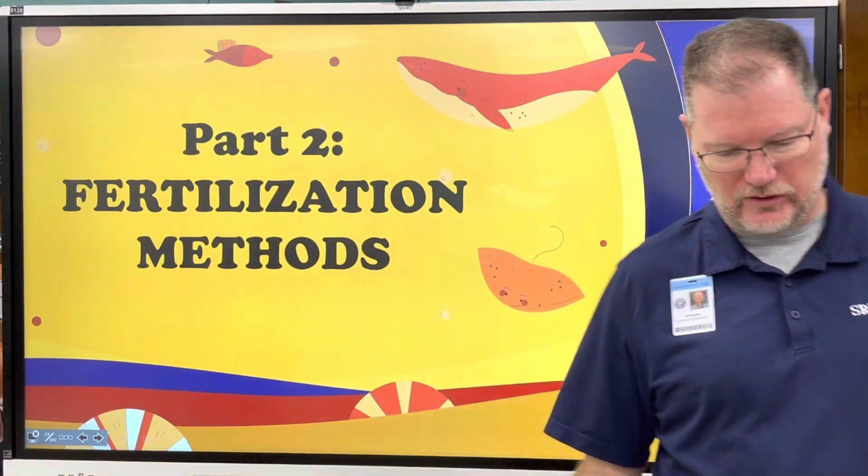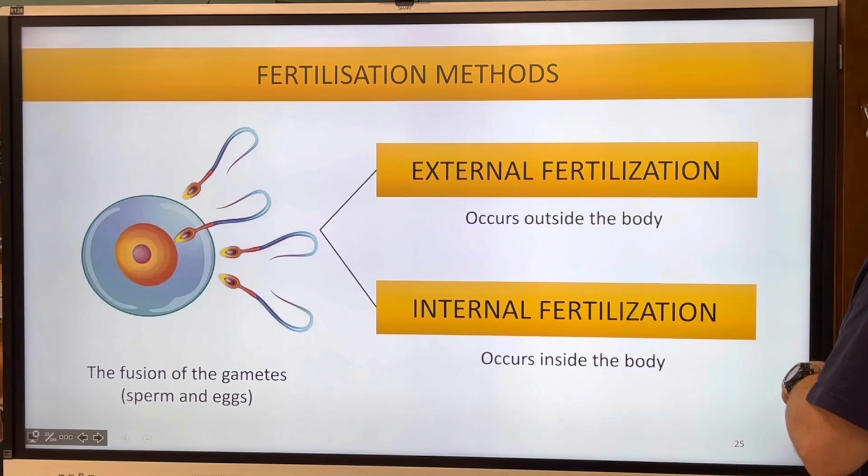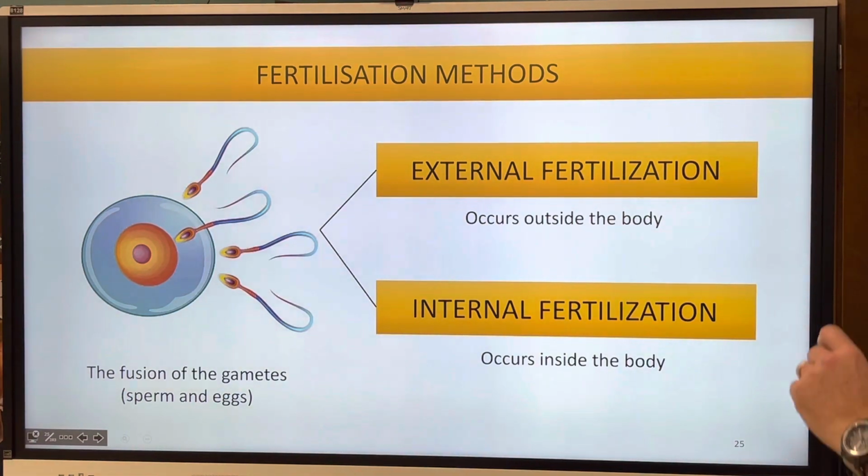So, for example, you'll see some today that are pretty quick, like this one. It's a kind of review, right? So you've got different fertilization methods that we're going to talk about today. We know that external occurs outside and internal occurs inside, so just obvious things there.